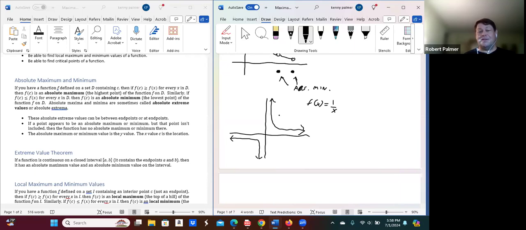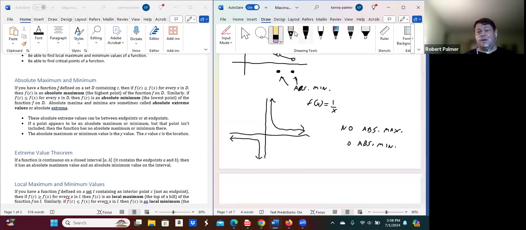So as you can imagine, there is no absolute maximum. This is always going to increase. The closer x gets to 0, the more y goes toward infinity. So there is no absolute maximum. And here, similarly, as x gets closer to 0 from the left, y goes to negative infinity. So it also has no absolute minimum. Okay. So that's also possible.